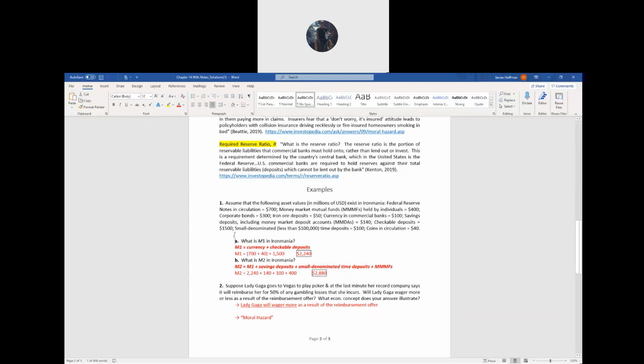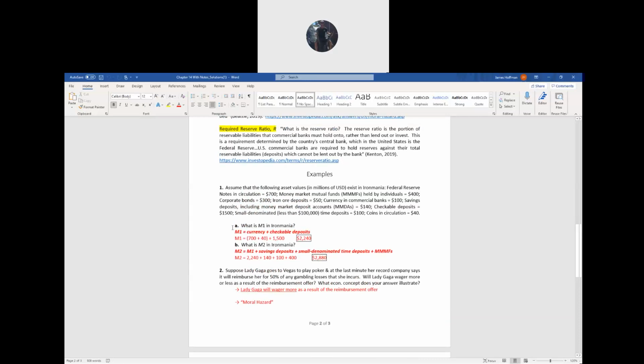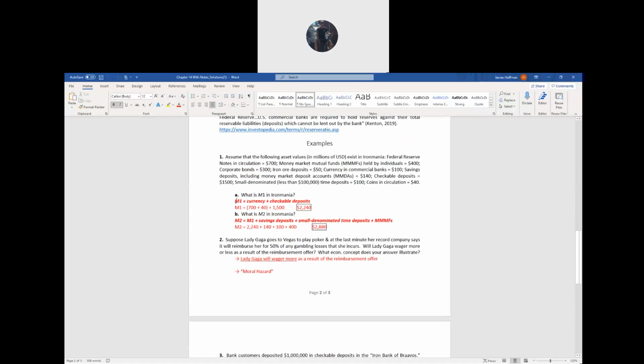So what we're doing here is just to understand the definition of M1 and M2. So what is M1 in Iron Mania? So M1, by definition, is just currency plus checkable deposits, right?